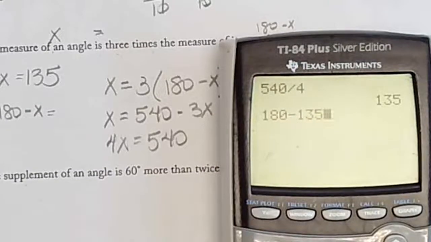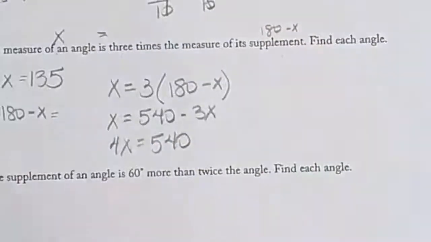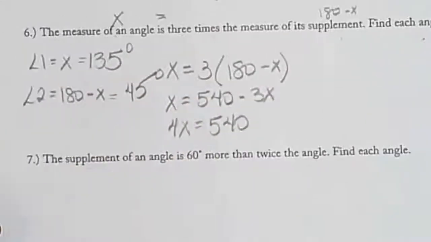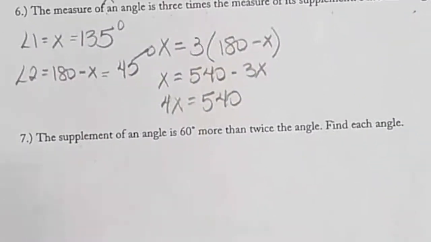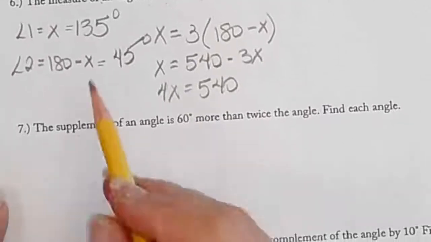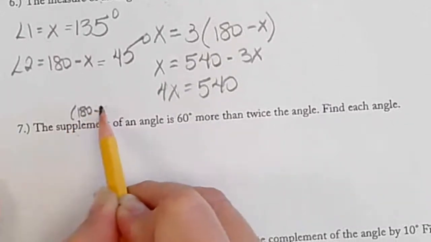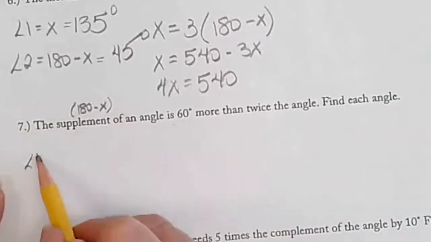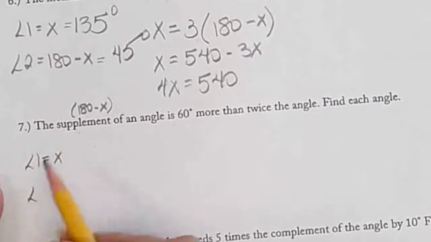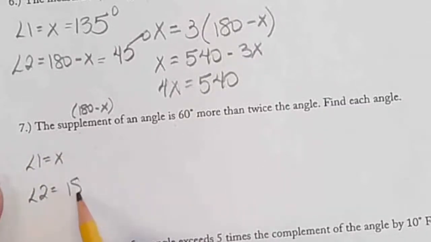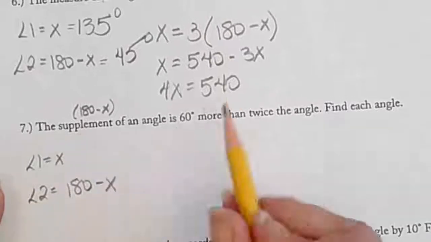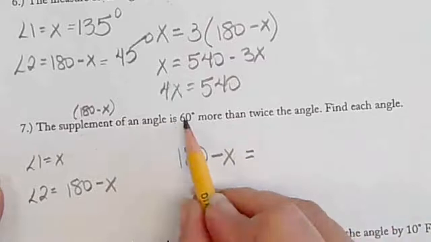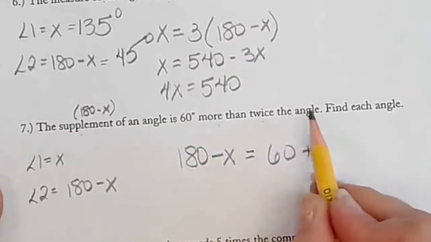Supplement of an angle. Well, there we go. 180 minus x, angle is 60 more than the angle. So our angle is x, and then our supplement is 180 minus x. Supplement is 180 minus x is 60 more than twice the angle. You can probably go ahead and solve that. Let's look what number 8 says. Oh, exceeds. I might pass on that one. That one's a good class conversation one. Let's move down to number 9.